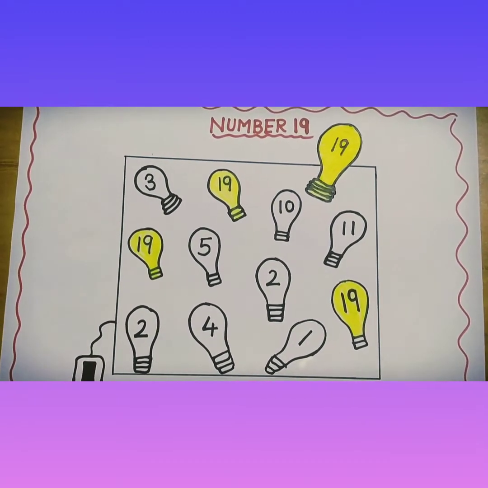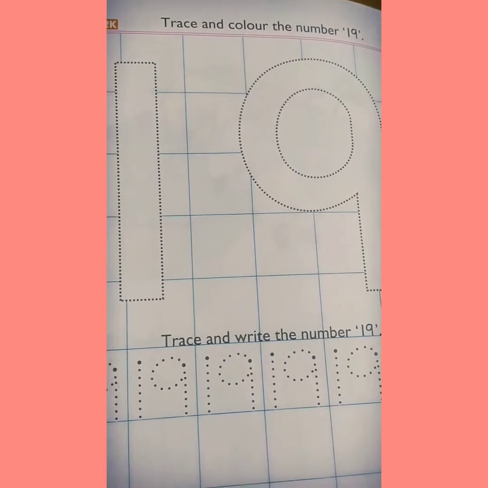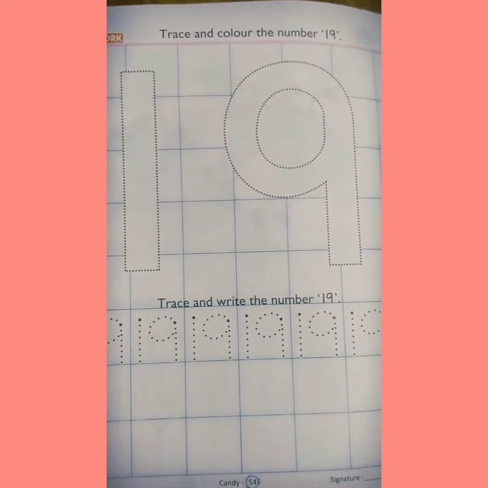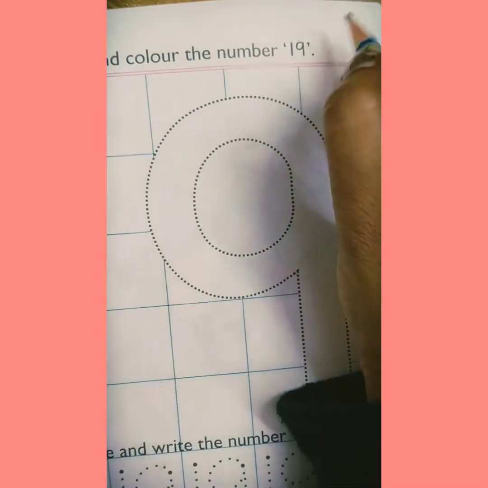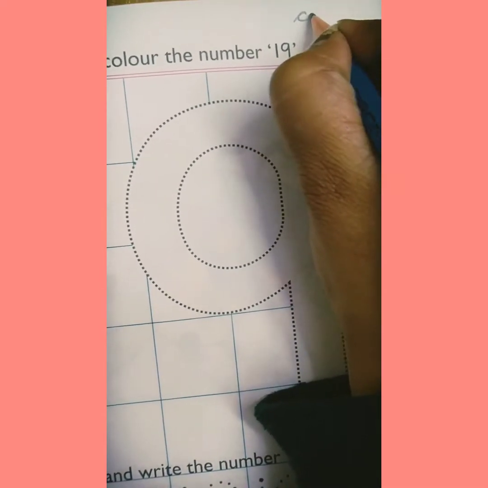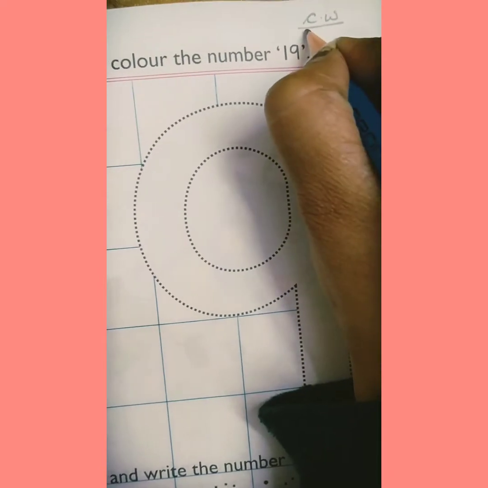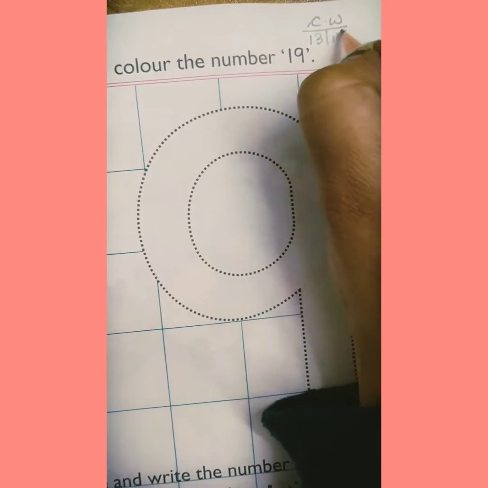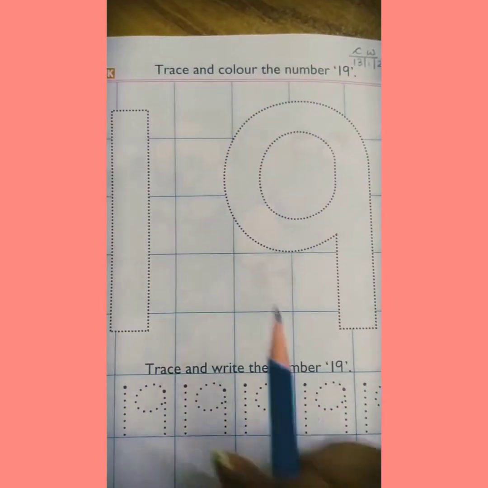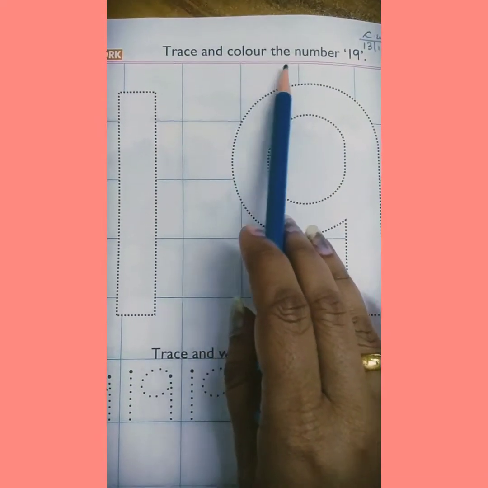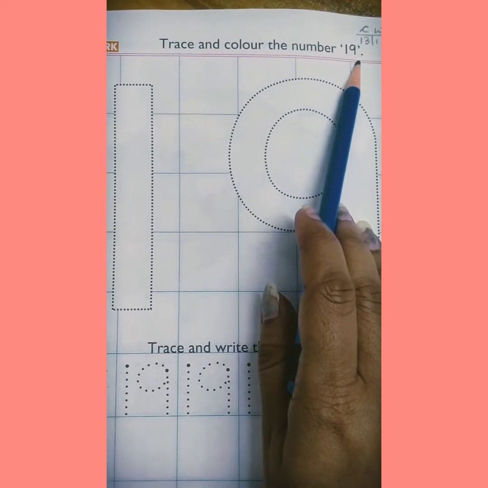Okay, bye bye. So kids, now I am taking work in our book, Candy Number book. Very first you have to write here CW and today's date like this. Now see, our question is trace and color the number 19.